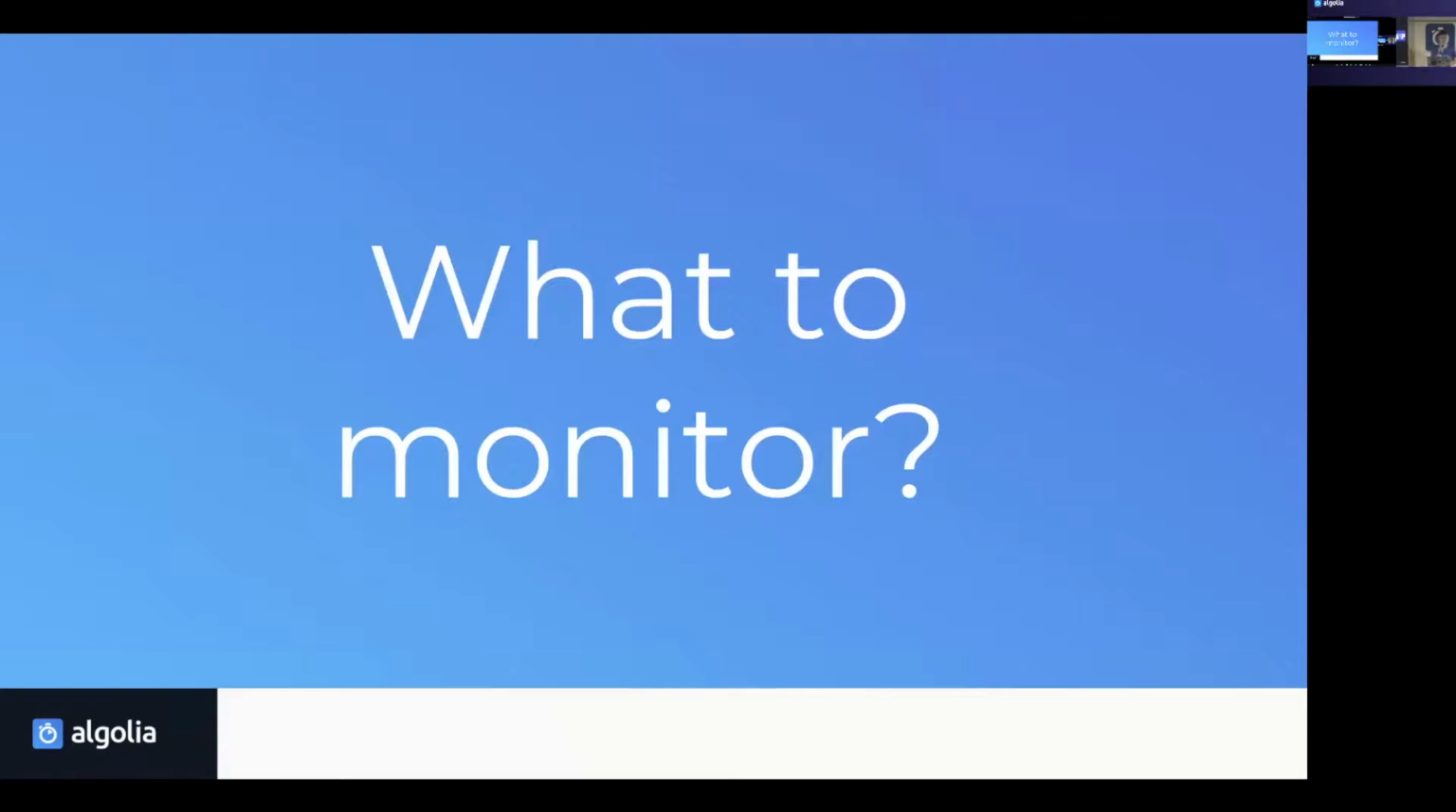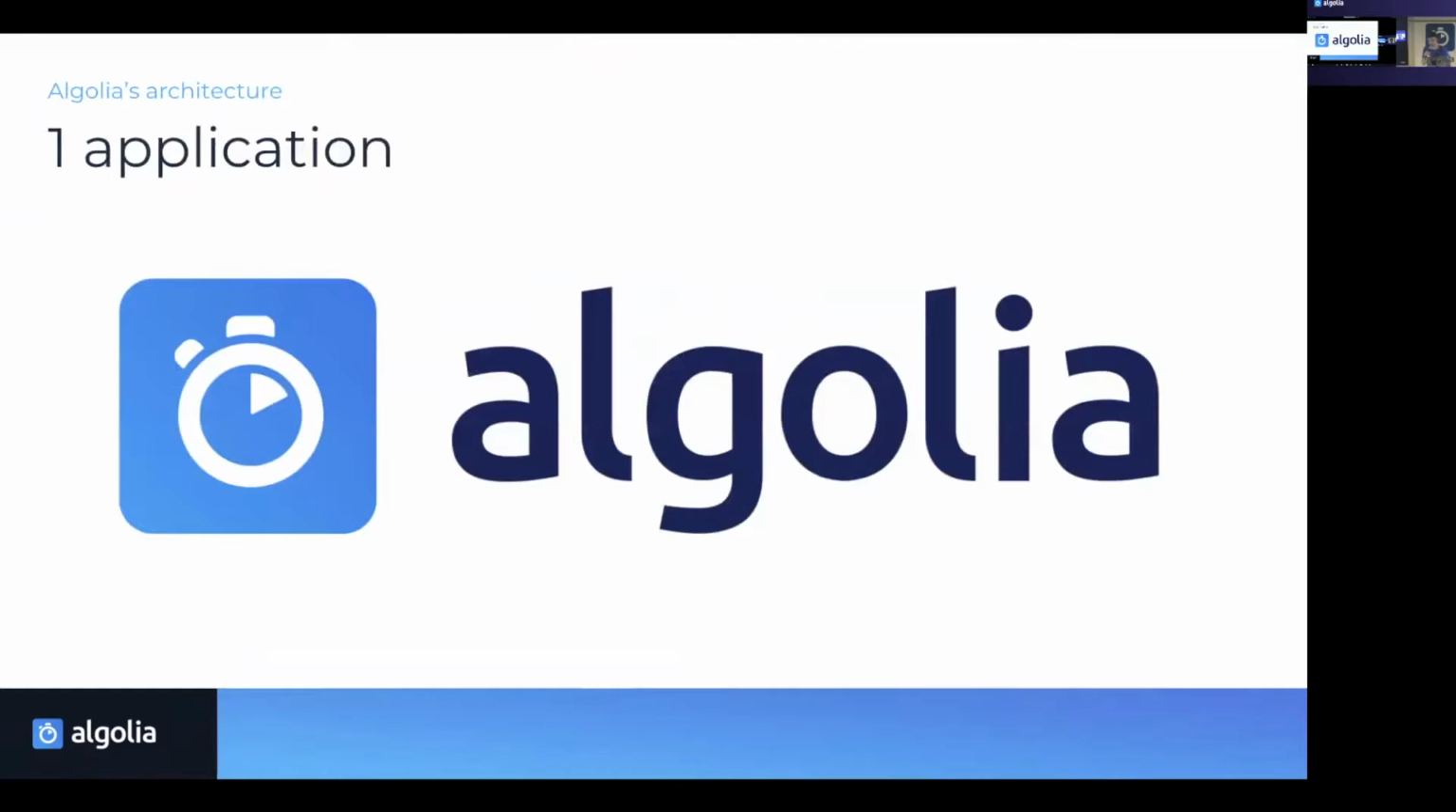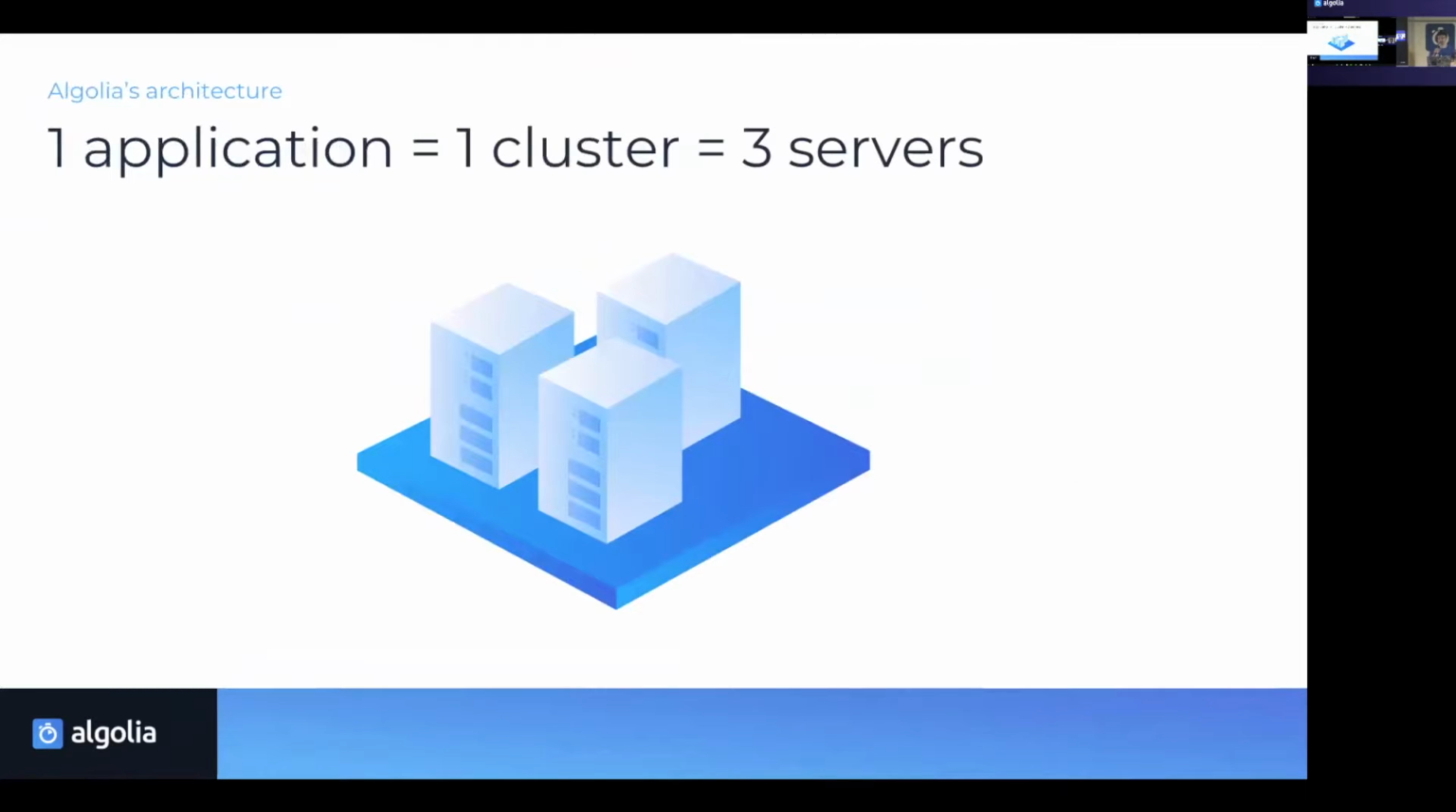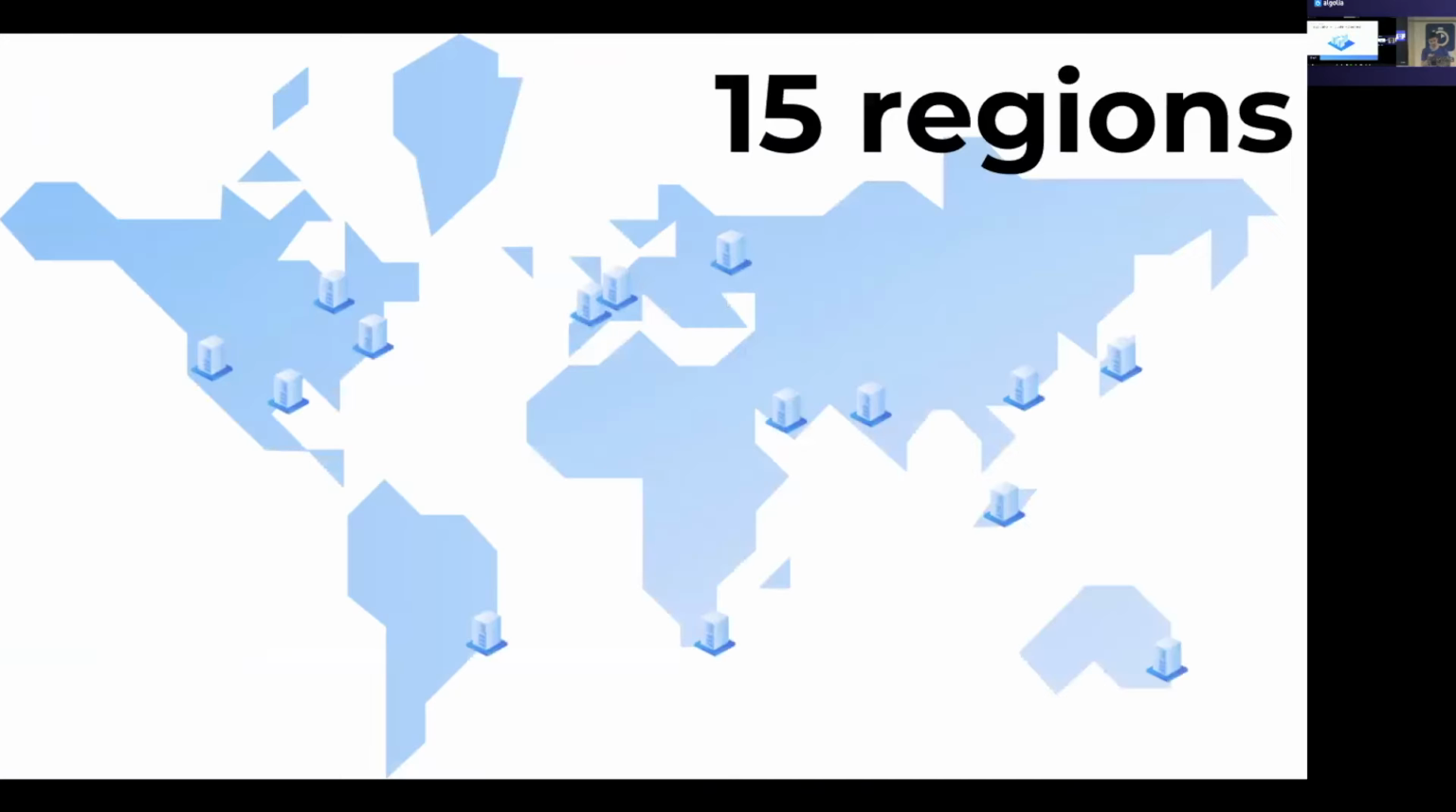So the next question is, what do we want to monitor? For this, I need to describe a bit of how Algolia's architecture is done. When you go to Algolia and you create an account, you will have what we call an application. An application is in one cluster, and one cluster is composed of 3 machines. You have to understand that on one given cluster, you can have multiple applications. Then those clusters are in 15 regions all around the world. In each region, we've got multiple clusters that could be related or not, that are handling multiple applications.